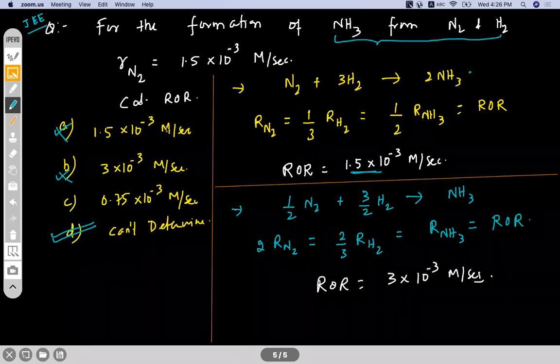If balanced chemical reaction is not given, then we cannot find out the rate of reaction, since the rate of reaction depends upon the stoichiometric coefficient. So what reaction you have taken, what stoichiometric coefficient you are taking, it depends upon that. According to that, you'll get the rate of the reaction.